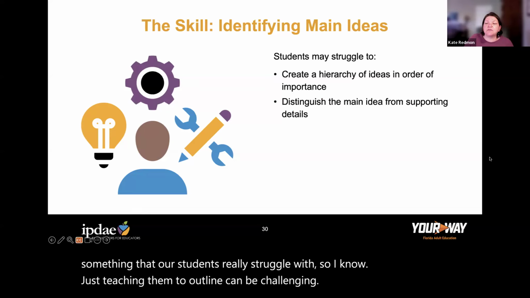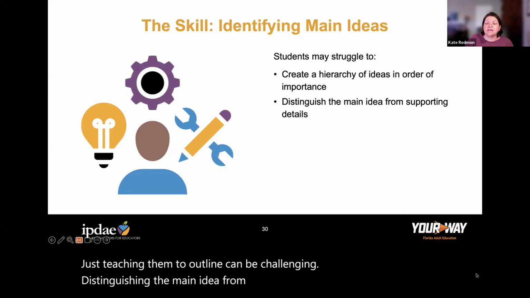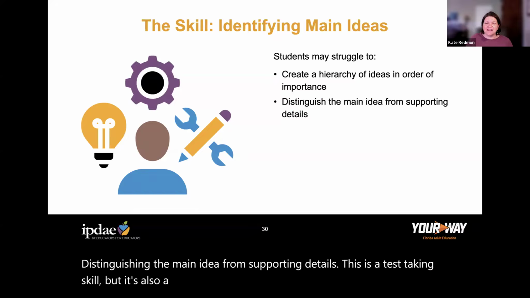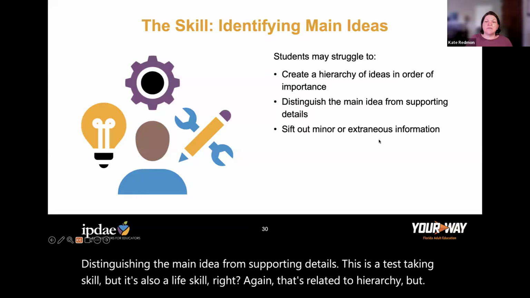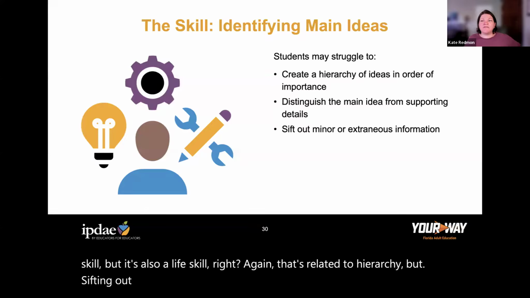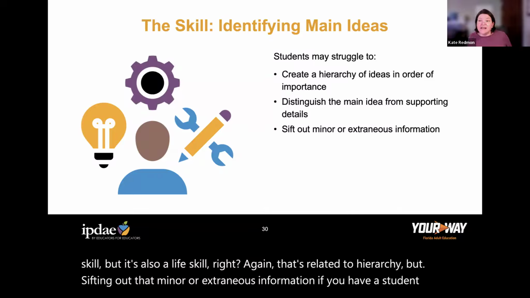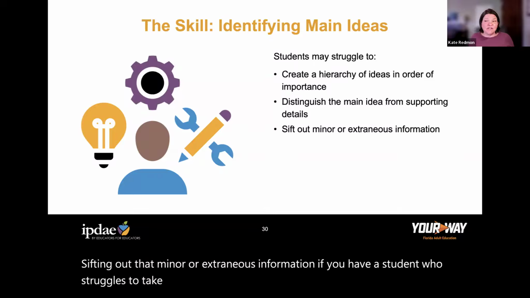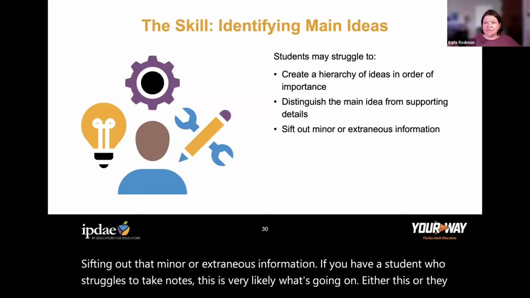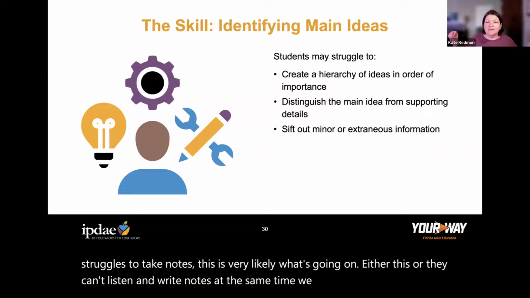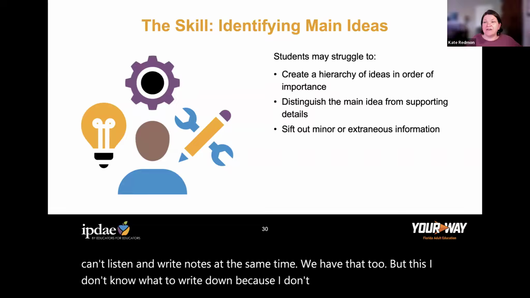Distinguishing the main idea from supporting details. This is a test taking skill, but it's also a life skill, right? Again, that's related to hierarchying, but sifting out that minor or extraneous information. If you have a student who struggles to take notes, this is very likely what's going on. Either this or they can't listen and write notes at the same time. We have that too. But this, I don't know what to write down because I don't know what's important. You know, it all seems of equal weight to me.